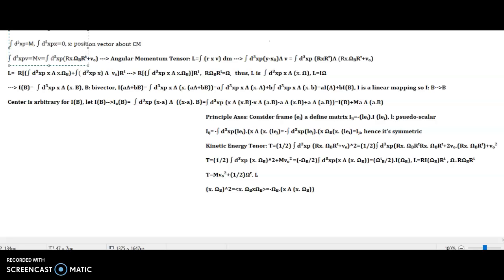This video will deal with the inertia tensor and related tensors in the language of Clifford Algebra. It's a very useful application of the subject. I'll now begin by considering a volume integral over a density, which will yield the total mass m. The integral beside it, I incorporate the position vector about the center of mass, which by definition goes to 0.